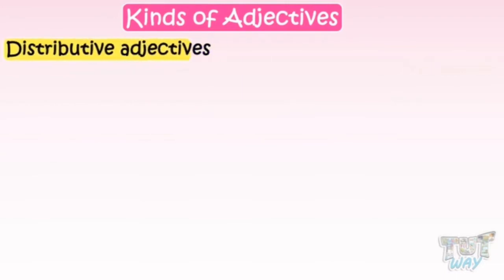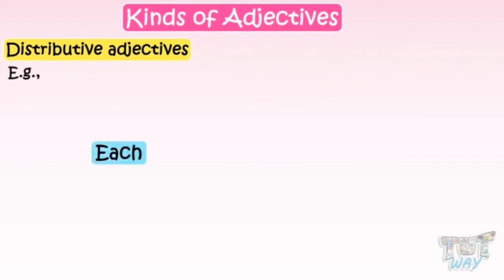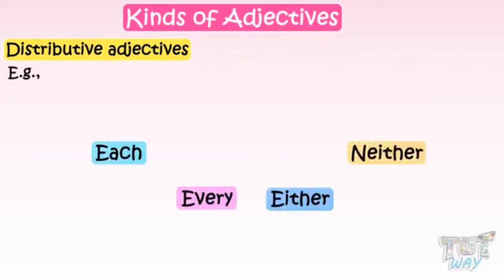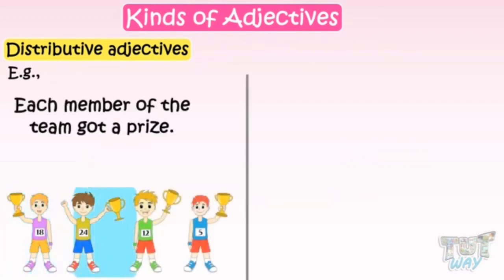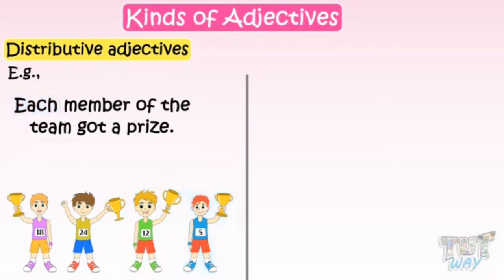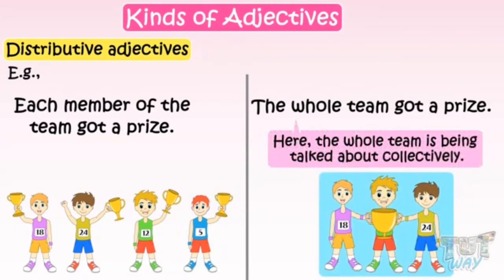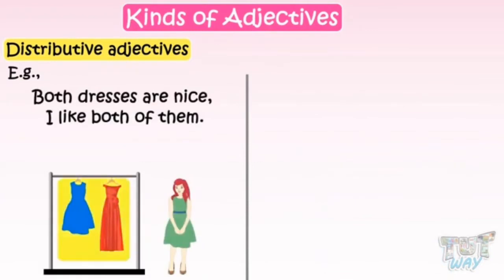Now, as for distributive adjectives, these ones are used to refer to the members of a group as individuals. Each, every, either, neither. All of these are examples of distributive adjectives. So let's see how it works. Each member of the team got a prize. Okay? Now, each here refers to all the members of the group individually. Whereas in the whole team got a prize, here the whole team is being looked at collectively.